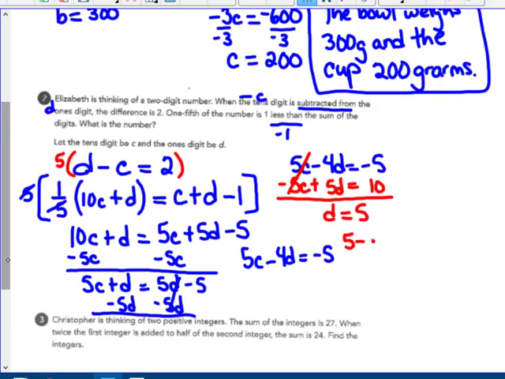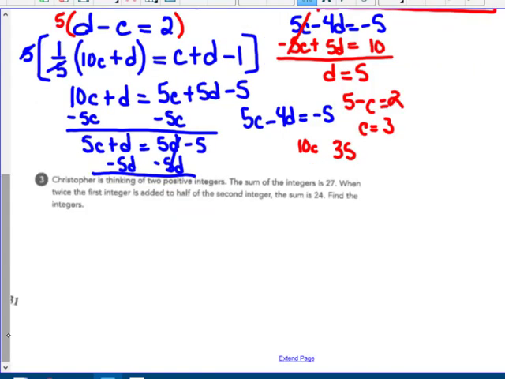5 minus some C equals 2. So C is 3, obviously. So C is 3 and D is 5. So that C, 10 times C, the number is 35, right? So 1/5 of the number, 1/5 of 35 is 7. Is 1 less than the sum of the digits? Well, 5 plus 3 is 8. Take away 1, that is 7. So that makes sense. What's the number?